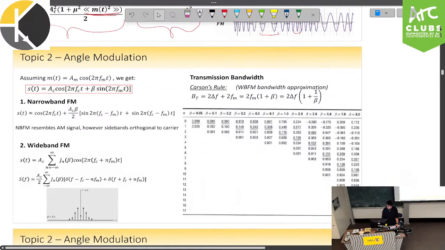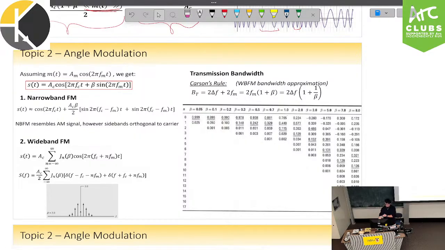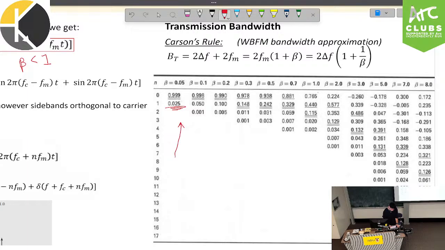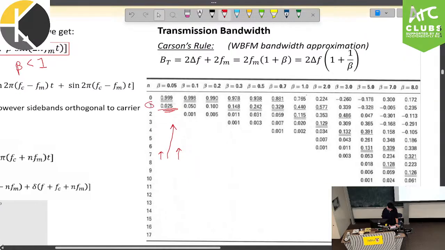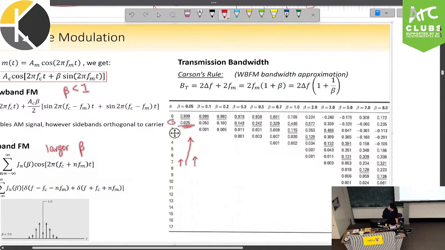Looking deeper into FM, there are two main forms of FM, narrowband FM and wideband FM. We have two different forms because of the way that our modulation index works. When we have a beta value that is significantly less than 1, as we can tell from this table, you will only really get a single carrier band, and then a band either side, denoted by this n equals 1 term. Whereas when you have significantly larger beta values, you might have a wider band of frequencies, which gives the name wideband.